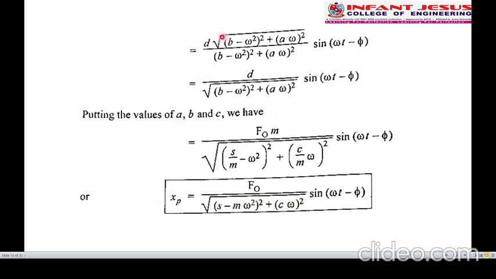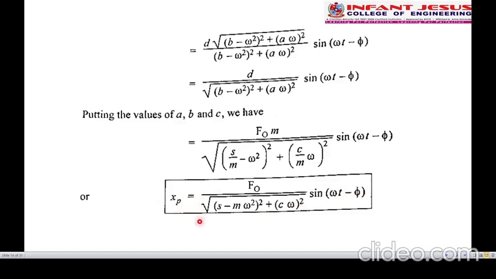So I have written the derivation. The derivation is not that important, but you should understand it step by step. The answer I have shown here is what we need for problems. So f naught by root of s minus m omega square whole square plus c omega whole square, sin omega t minus phi. This is the value of the particular integral.